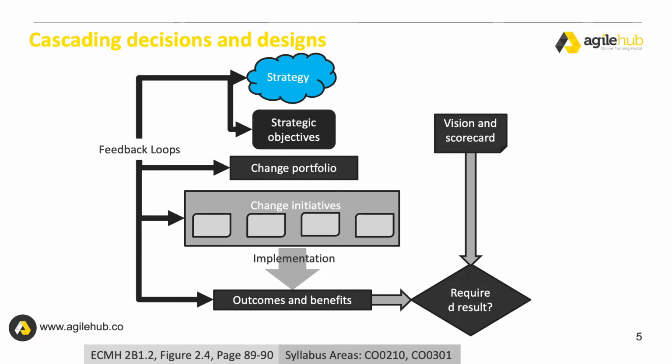1. Portfolio decisions about how to achieve the strategic objectives within the capability and capacity of the organization result in a portfolio-level plan. 2. A number of change initiatives are created. 3. Implementation of the initiatives includes further cascading decisions leading to delivery of outcomes and achievement of benefits. 4. Delivered outcomes can be matched against the vision and scorecard if used to measure success. At each stage, there is a feedback loop involving feasibility and design optimization so that strategy development is informed by the ability to deliver it.